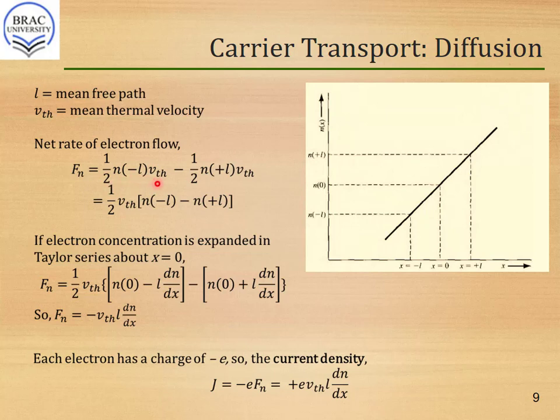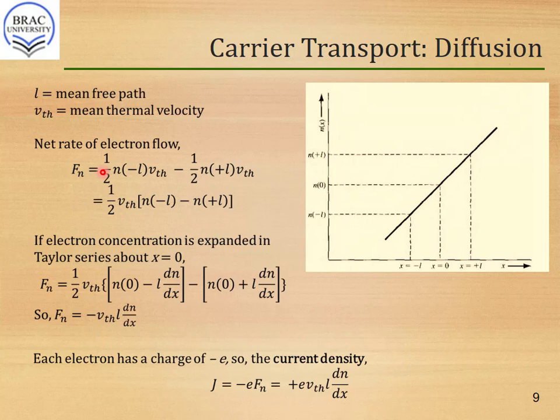Let me recap this once again. Why is there half of n of minus L? n of minus L is basically the electron concentration at x equal to minus L position, and as half of these electrons are moving in the right direction to pass this x equal to 0 plane, we will consider a half in front, and VTH is the velocity. As these electrons are moving in the plus x direction, there is a plus sign in front of it. Obviously we will not put the plus sign explicitly, but the sign is positive.